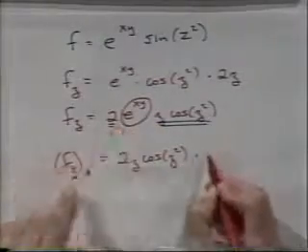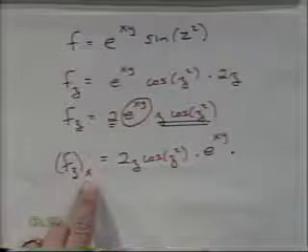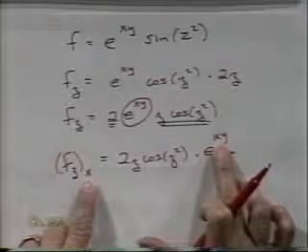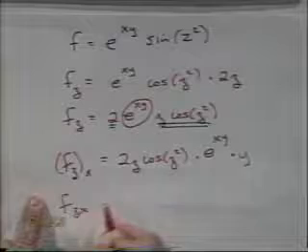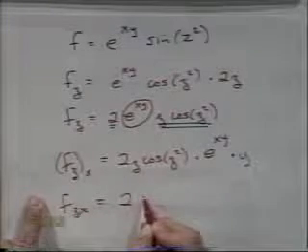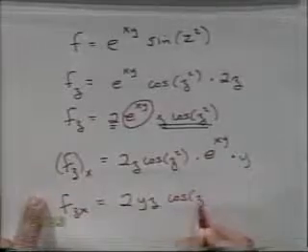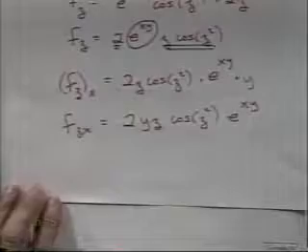The derivative of e to the u is e to the u times the derivative with respect to x. What's the derivative of xy with respect to x? Y. And I prefer to write this as 2yz cosine of z squared e to the xy. It's nice to put the e to the xy last.